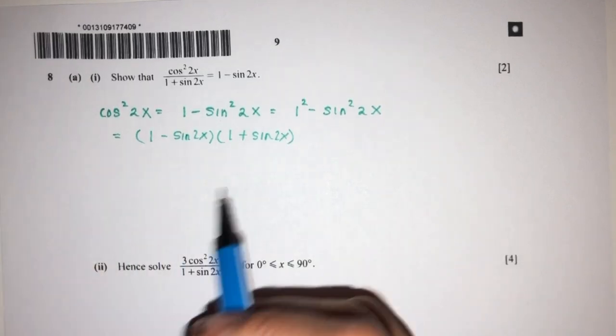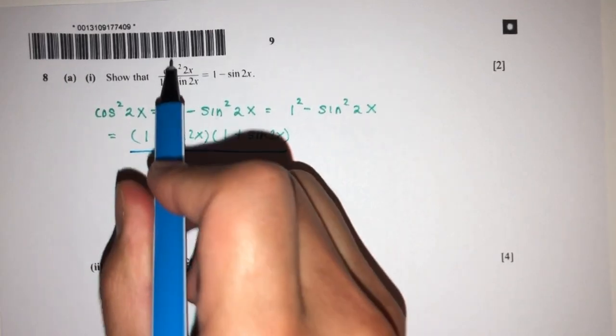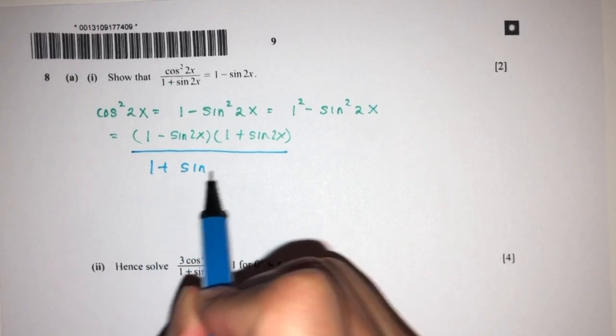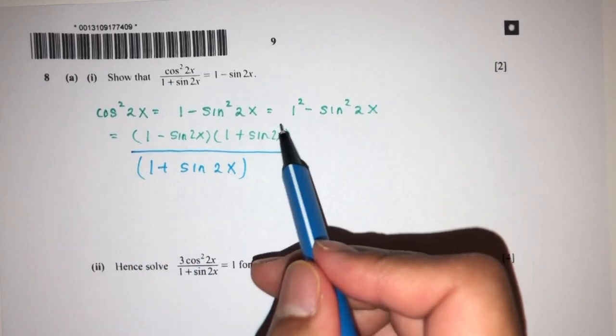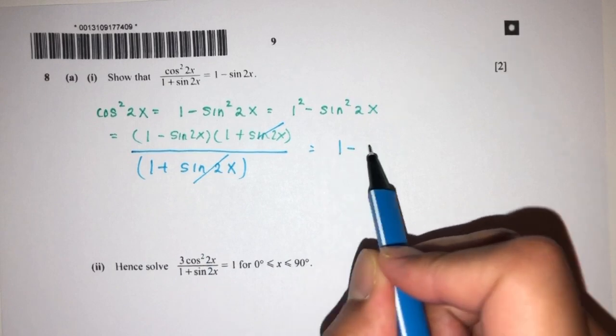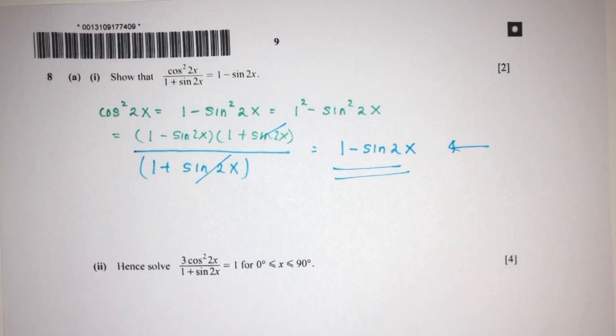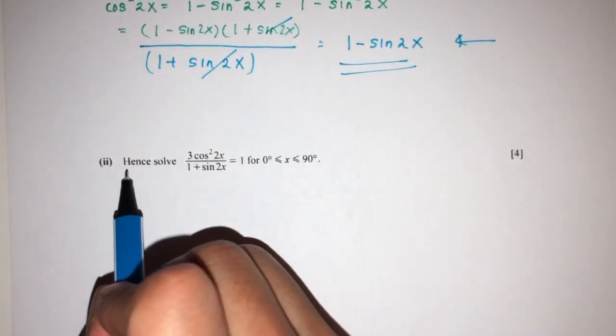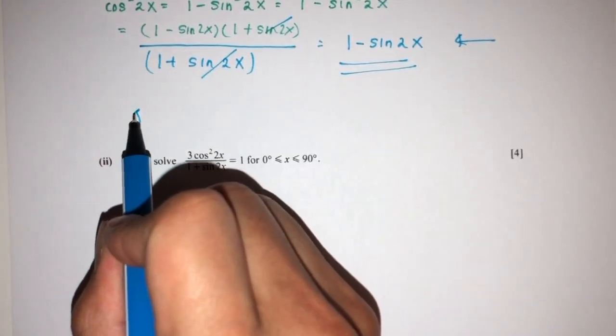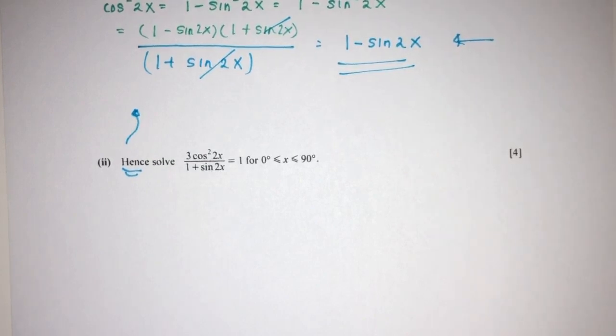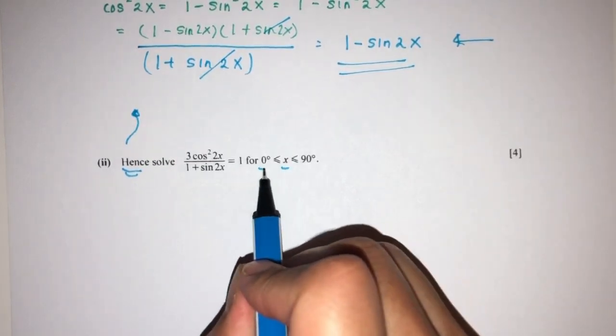Now replace everything back in the main equation. That will be this over 1 plus sin 2x. So eventually you can see this and this are the same. That will be 1 minus sin 2x. This is shown as required. Now for part 2, hence, so using this, solve the equation between the values of x between 0 and 90.